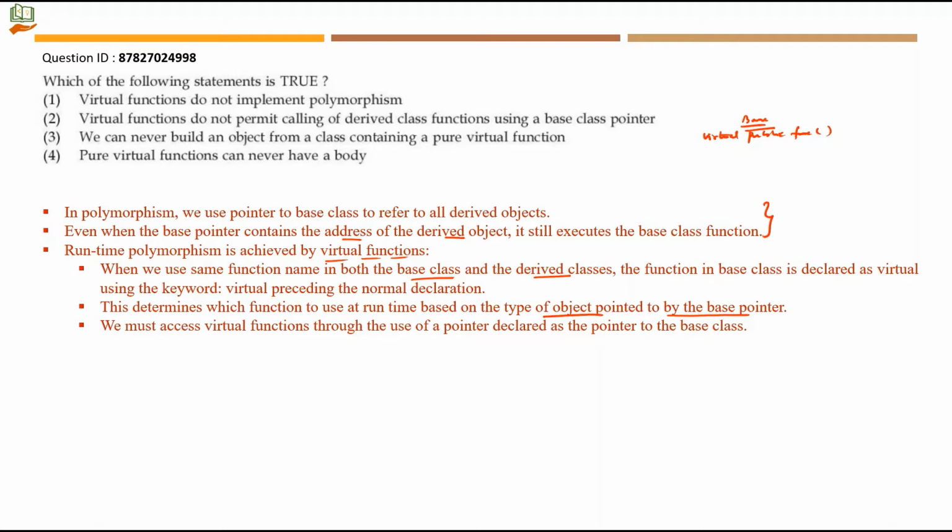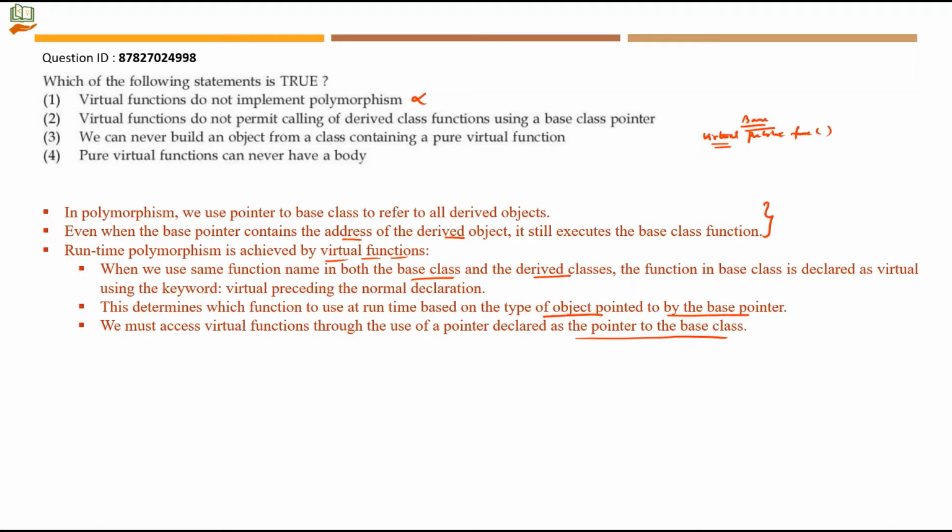To override this, we use virtual functions in runtime polymorphism by declaring the keyword virtual in front of the function declaration or the method declaration. We must access virtual functions through a pointer declared as a pointer to the base class. So the statement that virtual functions do not implement polymorphism is wrong. They are a part of runtime polymorphism.